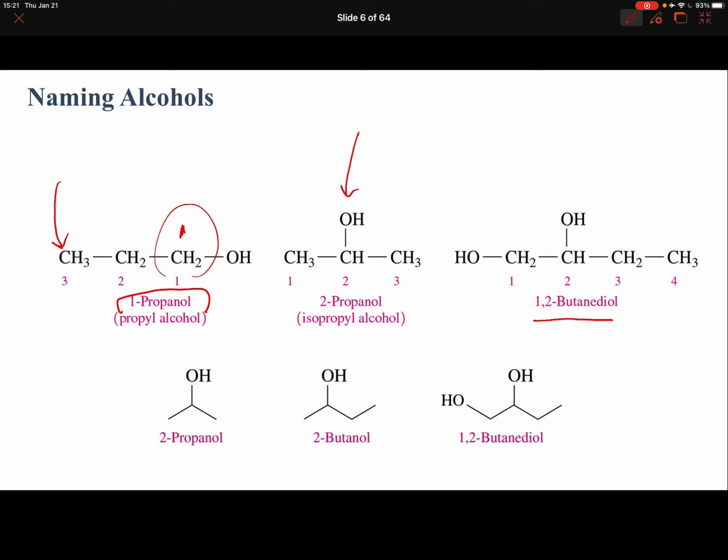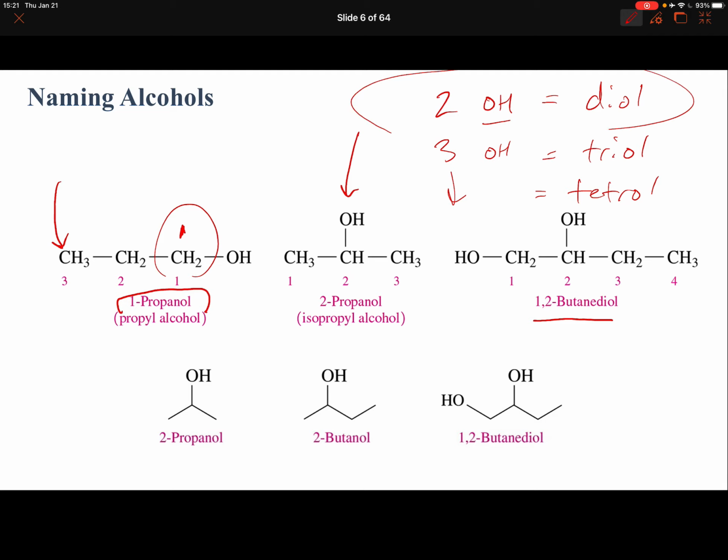If we have 2 OH groups, we call it a diol. So 2 hydroxys equals diol, and for 3 hydroxys and more, we just add these little prefixes to the compound: diol, triol, tetrol, pentol. We don't really name compounds that way. We have other ways of naming them, but this is sort of a descriptor. We could say a compound is a diol.